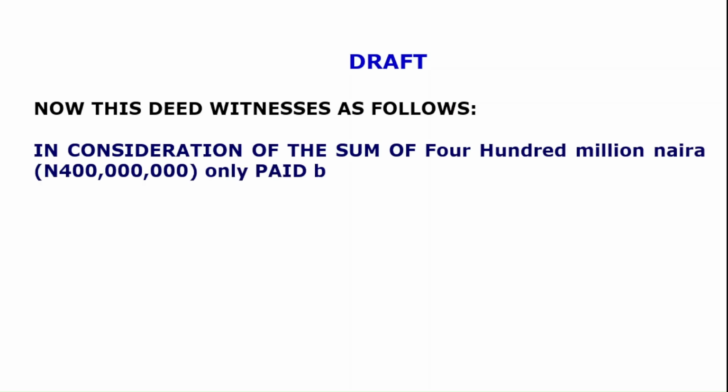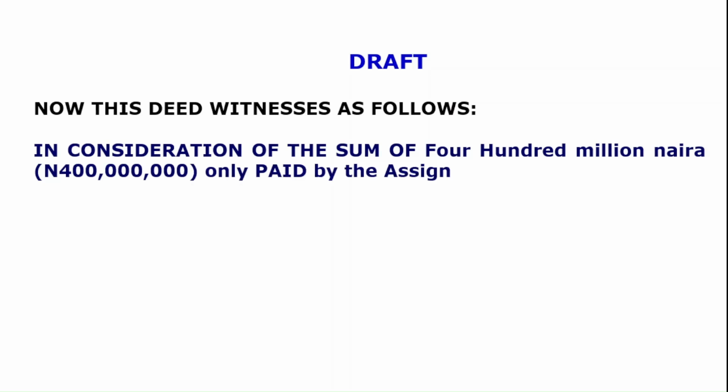So how then do you draft it? In consideration of the sum of 400 million naira, then you put the amount in numbers in brackets, only, paid by the assignee to the assignor. In consideration of the sum of 400 million naira only, paid by the assignee to the assignor.